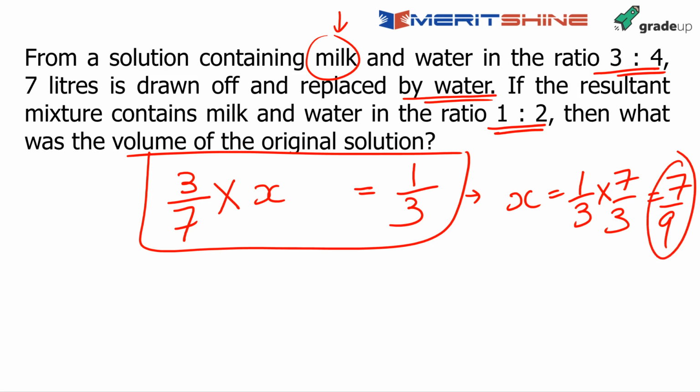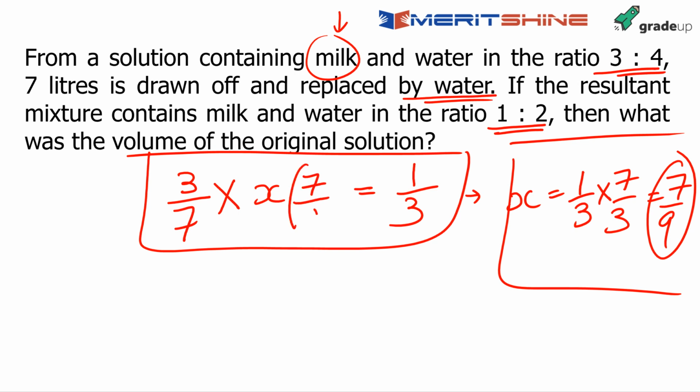Alright, so this gives me 7/9. You do it quickly. So what you realize here is that this X should be replaced by 7/9. Now again, come back to that same thing. What is this 7/9? This is the proportion, the extent to which the concentration of milk is reducing. The milk is reducing because I am replacing it with water.